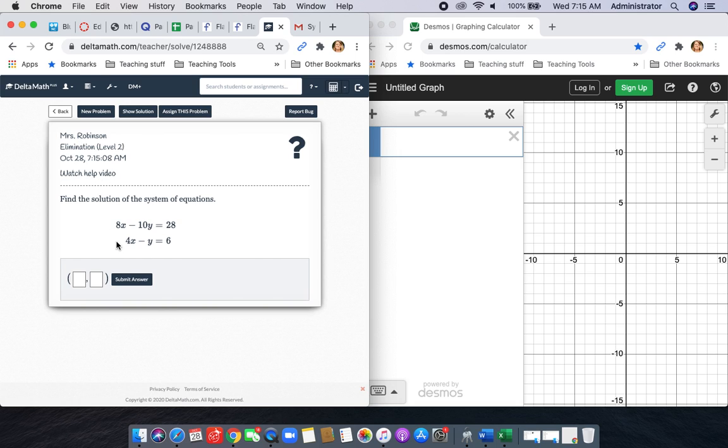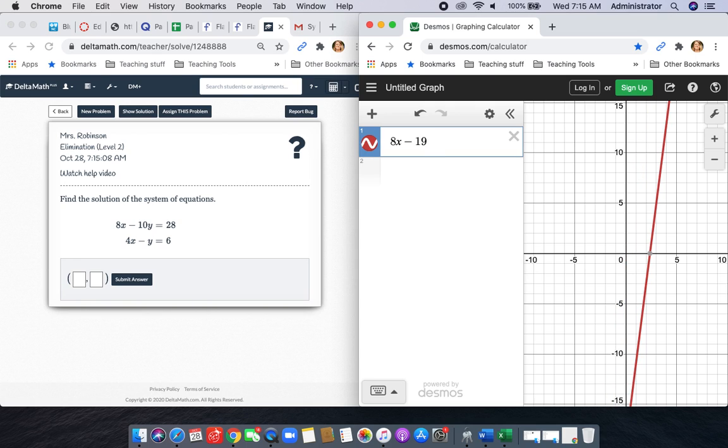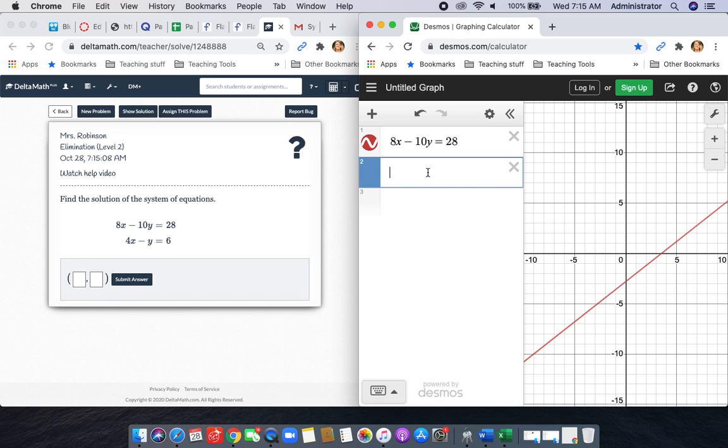You might look at this and go, oh, that kind of looks familiar from Math 1. We are not doing those algebraic methods. We are simply typing them into Desmos and finding the solution that way. So notice I'm just going in and typing in 8x minus 10y equals 28. That's why you want to have your windows side by side so you don't have to write them down.